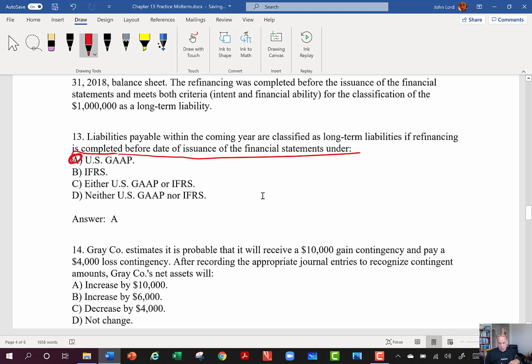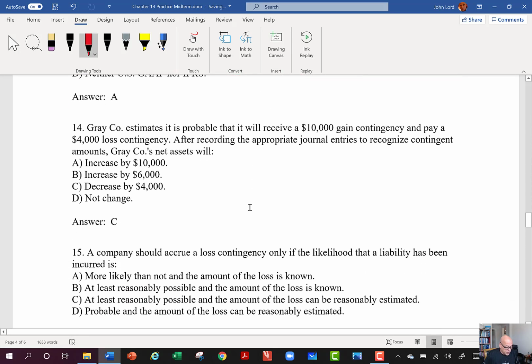Well, then you have to look at that contract. You haven't actually executed the refinance, completed the refinance. You have a contract to do so. If the contract exists before the balance sheet date, then that liability can be carried as non-current. If the contract isn't signed until after the balance sheet date, then you're still going to have to keep that debt as a current liability. Okay? All right, good. Number 14.